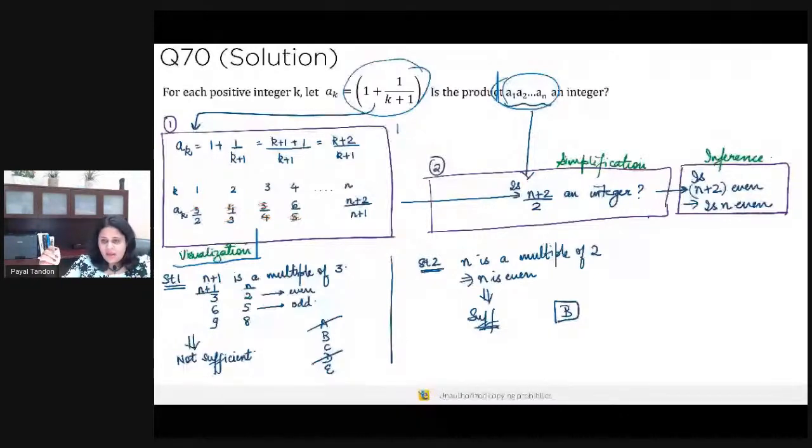Now, Walid is saying the story is how to simplify. Very good question.